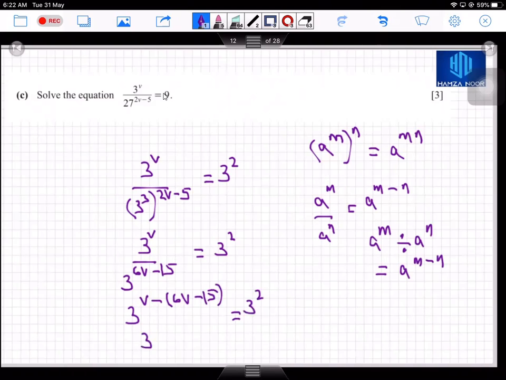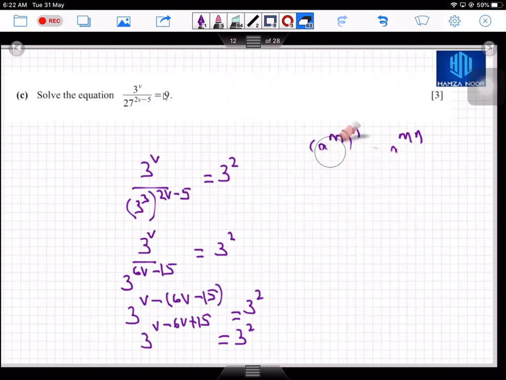So this will be 3 raised to the power v minus 6v plus 15, and this is equals to 3 square. All right, and v minus 6v is basically minus 5v. So 3 raised to the power minus 5v. I'm just going to erase this working over here. 3 raised to the power minus 5v plus 15 is equals to 3 square.